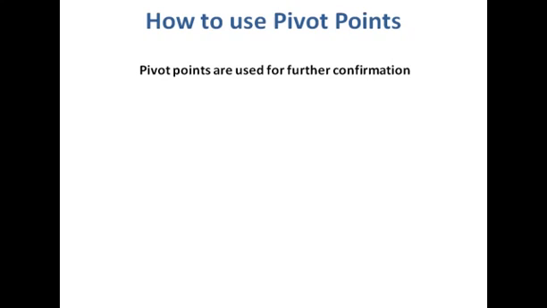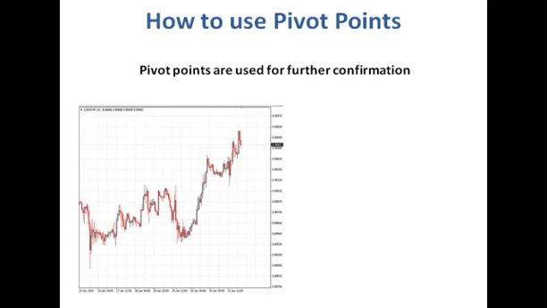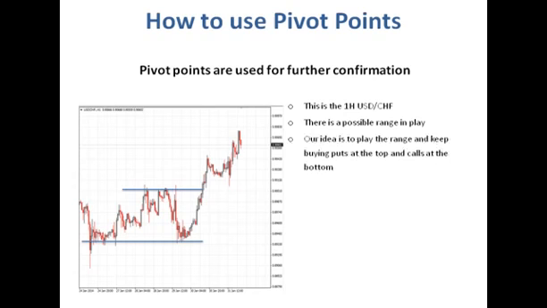Pivot points are also used for further confirmation on your setups. This is again the US dollar Swiss franc 1 hour chart. There is a possible range in play. Right here and right here we have support and we have resistance. Our idea is to play the range and keep buying puts at the top and calls at the bottom to profit from the bounces to the upside and to the downside. We plug in the weekly and monthly pivot to confirm these support and resistance zones.